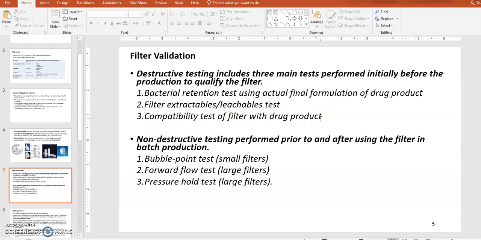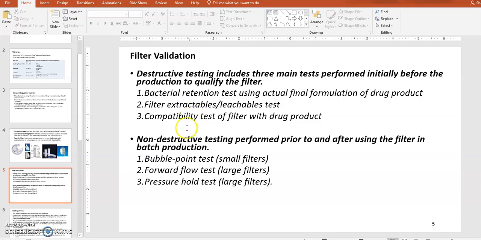And the compatibility test of filter with drug product. If your drug product is binding on the filter and doesn't come through after filtration, then you're losing expensive API. You don't want that, right? So you have to do testing to make sure that your drug is not binding to the filter itself. These three tests are considered destructive testing. You do the testing and document it, and that'll be it. These tests are done before your manufacturing, before your adoption of the filter for manufacturing.